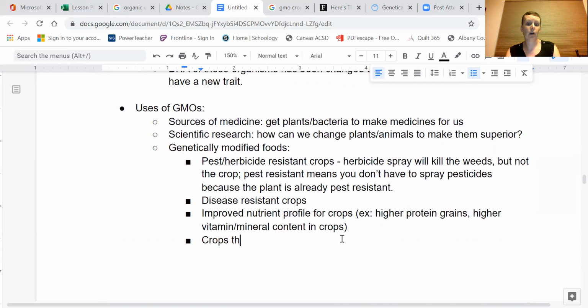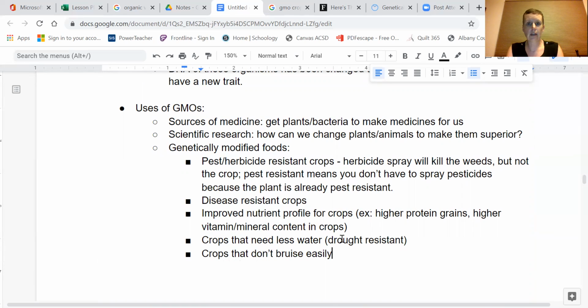Okay. Crops that need less water, right? This would be called drought resistant crops. And that's a good thing for many reasons. I mean, we are going through water scarcity in lots of the world. So if we can grow crops with less water, that's great. Crops that don't bruise easily.